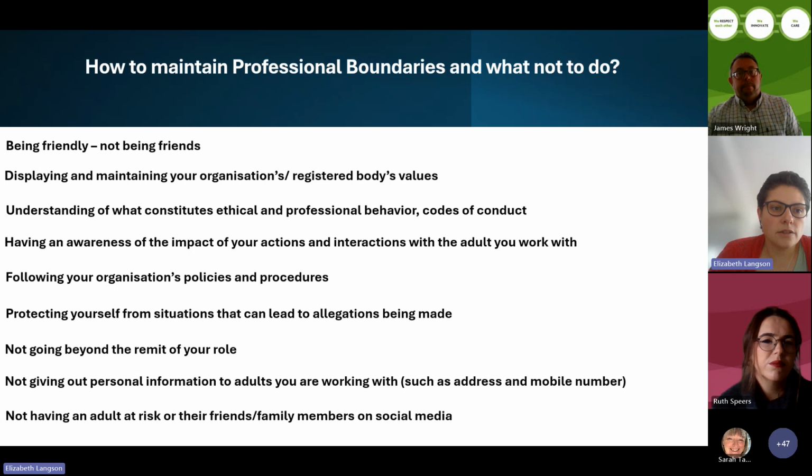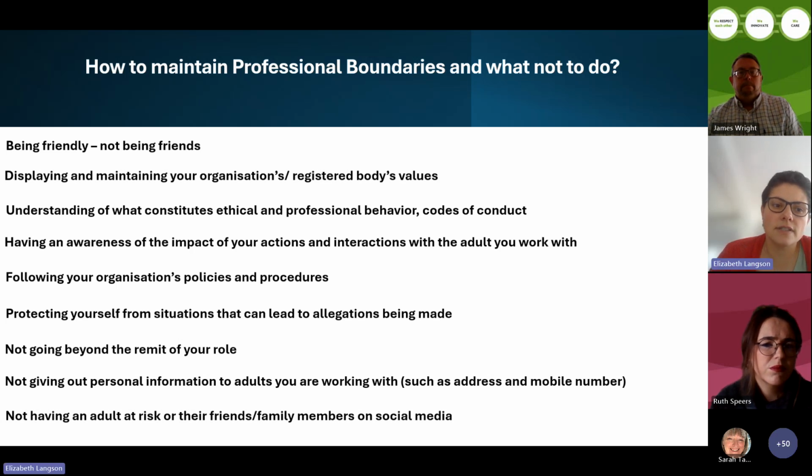So I'm going to just talk about how to maintain professional boundaries and what not to do. Now, some of this might go back to basics a little bit for everyone, but we felt it would just be really helpful to do that. So professional boundaries are about not being friends with someone, but being friendly, displaying and maintaining your organisation's or registered body's values.